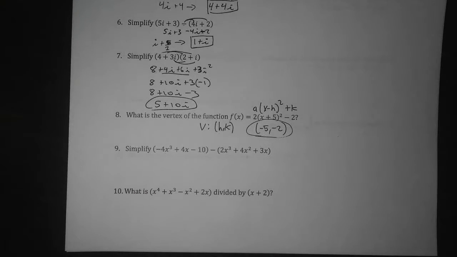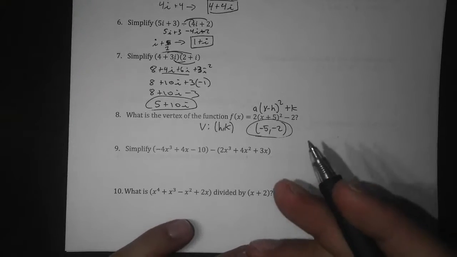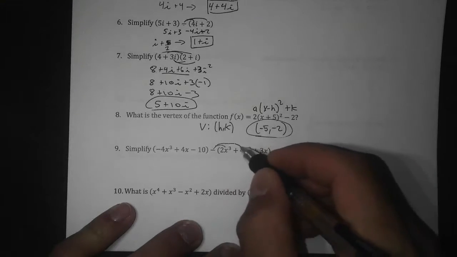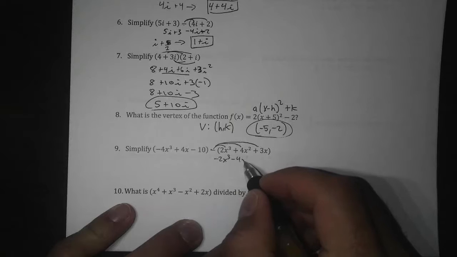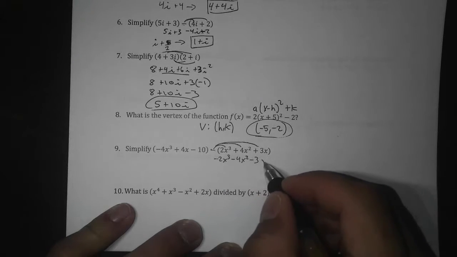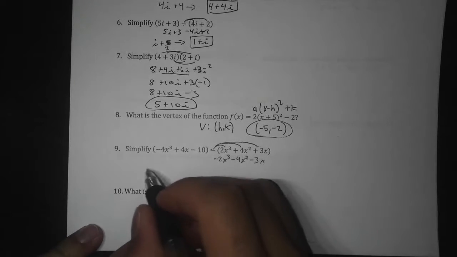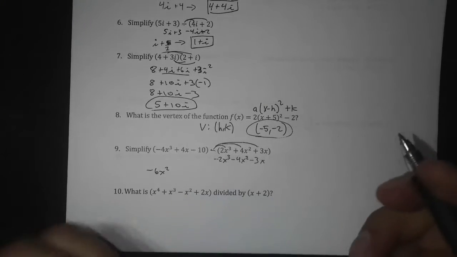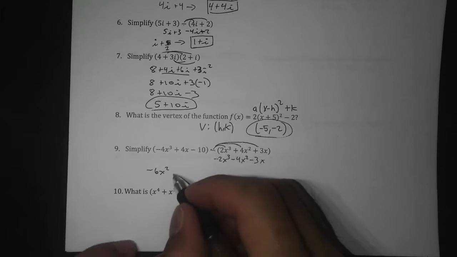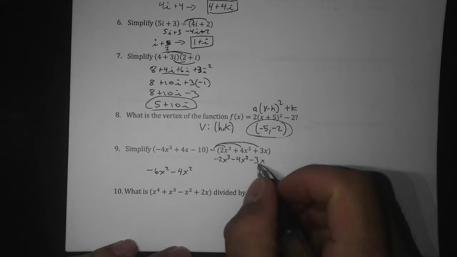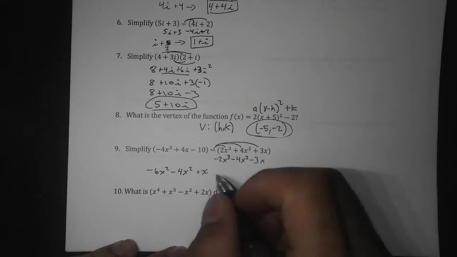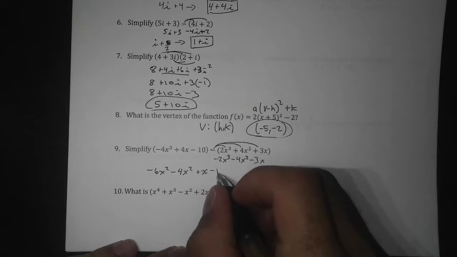Alright, simplify. This problem is similar to number 6, except now we just have variables instead of the imaginary number i. So we distribute this throughout. Be careful this time. Negative 2x to the third minus 4x squared minus 3x. So let's go in order. I have x to the third, x to the third, so that gives me negative 6x to the third. Then I should have an x squared. I only have one here, so that comes over. I have an x term: 4x minus 3x is just x, and then the only constant left over is minus 10.